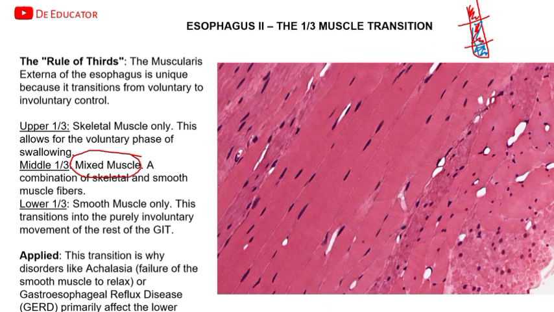Then the lower one third is made up of smooth muscle only, which means that once food gets to that point, there's no way you can control that food again. All right. So for the applied histology, this transition is why disorders like achalasia, failure of the smooth muscle to relax, or gastroesophageal reflux disease, GERD, primarily affect the lower part of the esophagus.